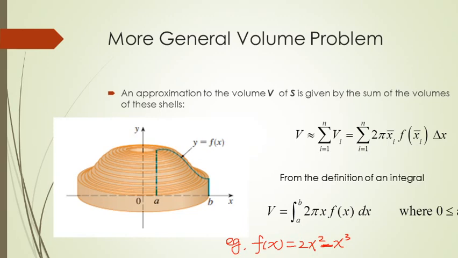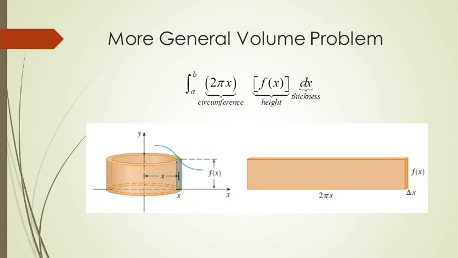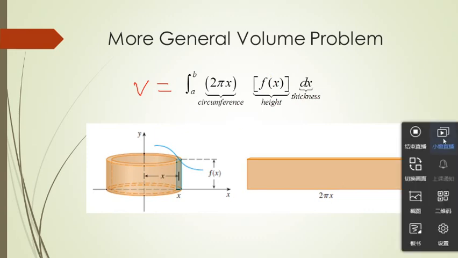Again, how can we understand the shell's volume is circumference times the height times the thickness? Now let me explain here, okay? In the volume formula, how can we understand the expression? 2 pi x is the circumference, f(x) is the height, dx is the thickness. Now let me show you the example. Let me switch the screen.